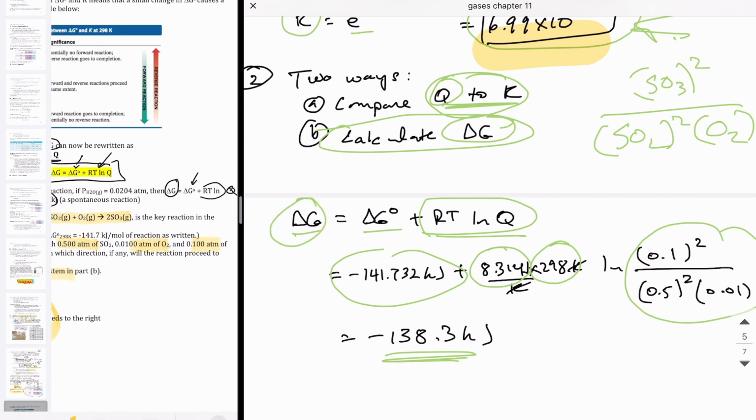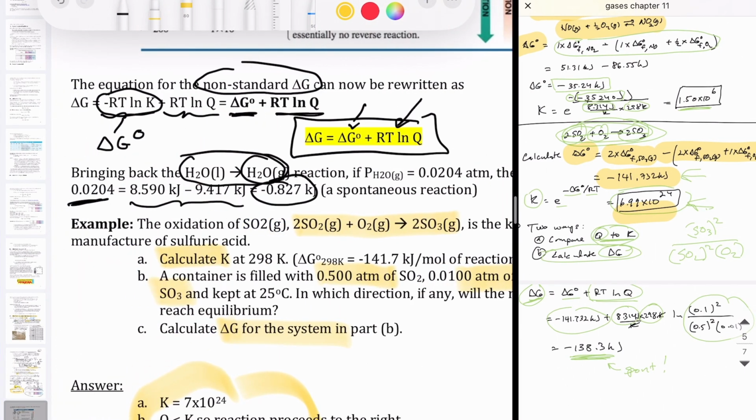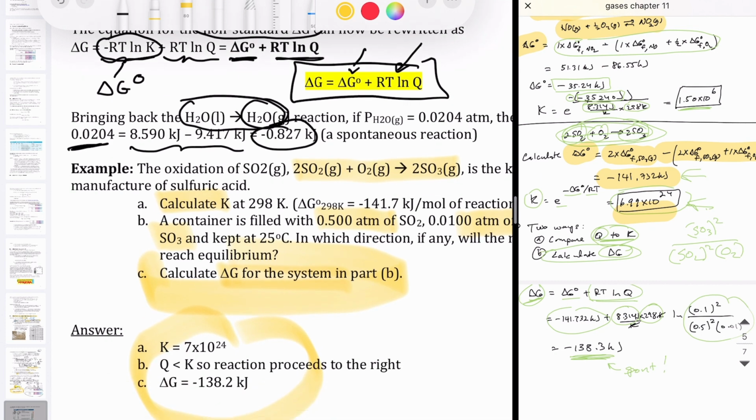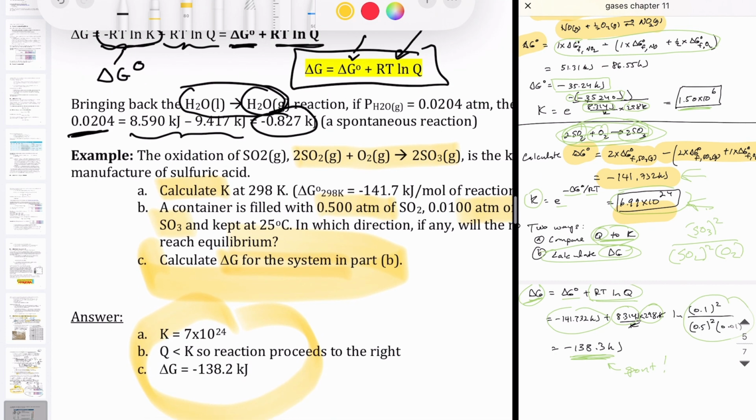So the delta G, again, not delta G standard, but delta G, is negative 138, which tells me that the reaction is spontaneous, okay? And so if you look at the last question, it actually asked me to calculate delta G for the system, and I already did that. I just found that value to be negative 138. Whether the reaction is carried out under standard condition or under this new condition that they gave us, the reaction is still going to be spontaneous.